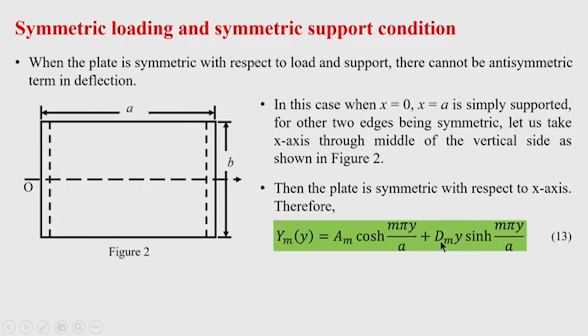Okay. But when an antisymmetric condition exists, then we will keep A m, B m sin hyperbolic m pi y by a plus other terms, say C m y cos hyperbolic m pi y by a, because in that case y is antisymmetric and cos hyperbolic is symmetric. So, the product of an antisymmetric and a symmetric function is again antisymmetric. So, accordingly, after knowing the nature of the function, now you have completely known, because I have also shown the graphical representation. So, you can take appropriately the symmetric terms or antisymmetric terms.